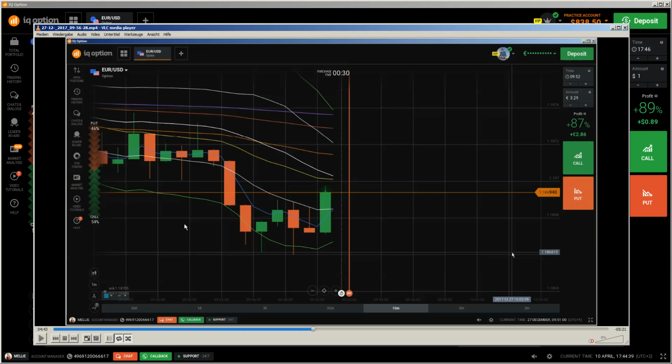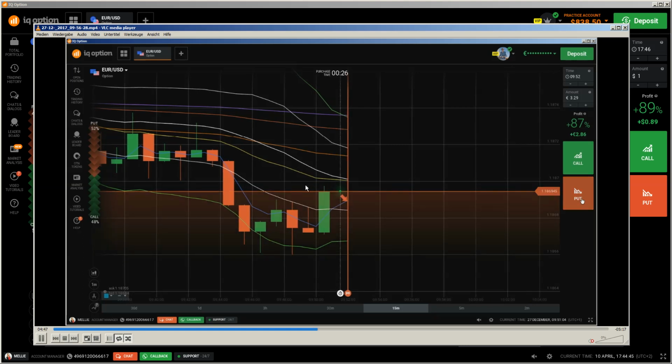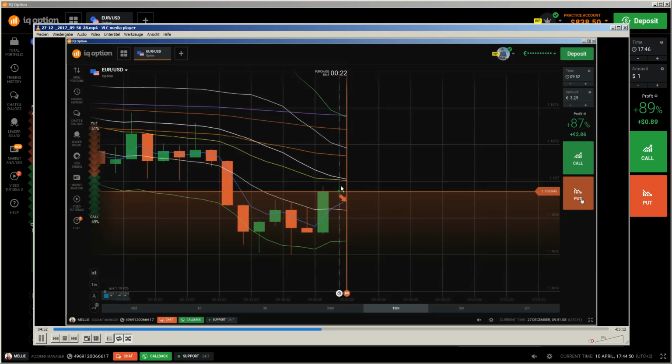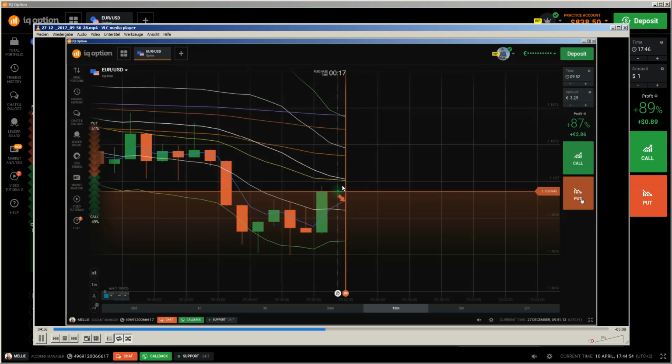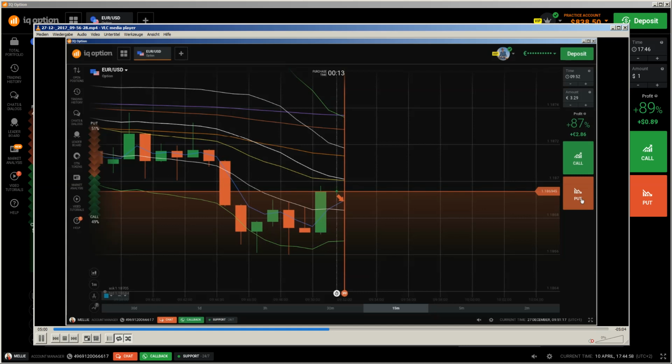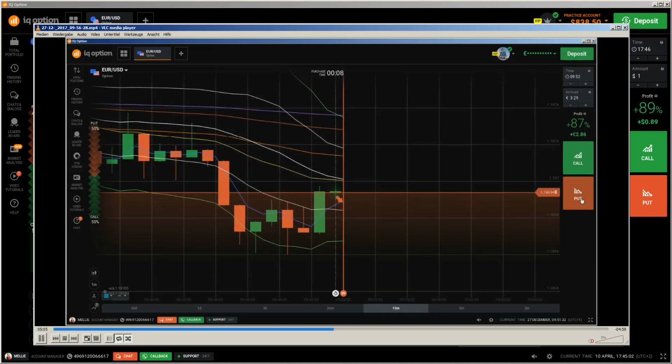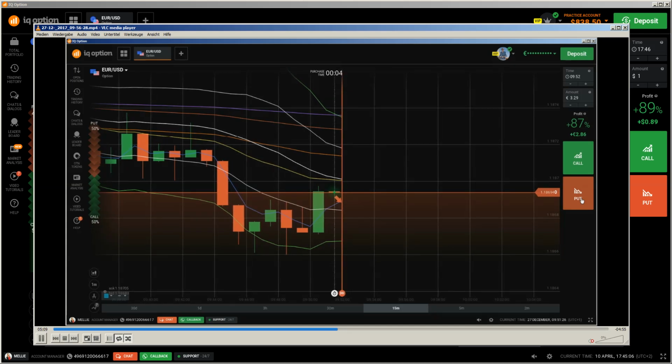I will reduce the sound so you know what kind of setup it's awaiting here. So we get this wick here. The wick is showing us that there is some kind of support and resistance area. Here is a resistance area. So we wait now till the next candle unfolds. It's moving now. It's not moving so fast, it's slowly moving, but anyway, it's moving.